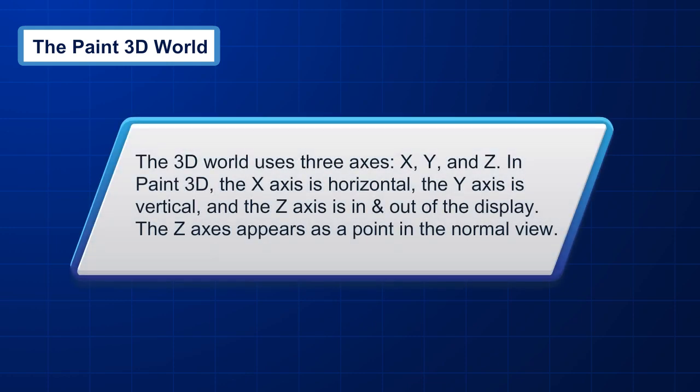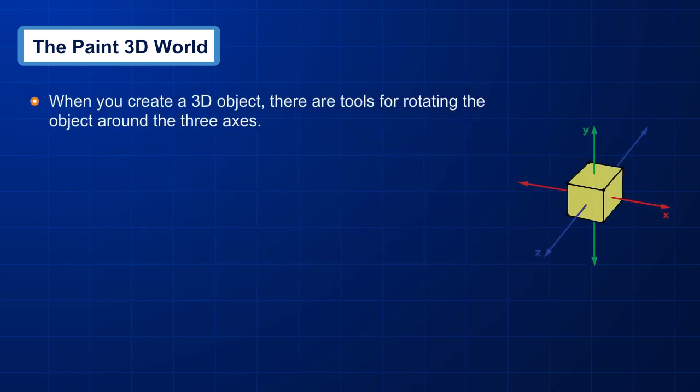The Paint 3D world. The 3D world uses 3 axes: X, Y, and Z. In Paint 3D, the X-axis is horizontal, the Y-axis is vertical, and the Z-axis is in and out of the display. The Z-axis appears as a point in the normal view. When you create a 3D object, there are tools for rotating the object around the 3 axes.